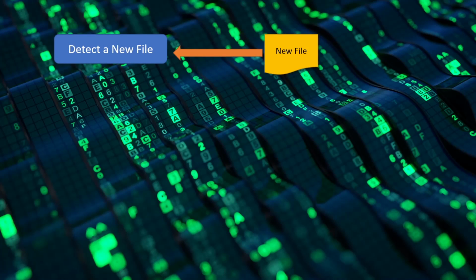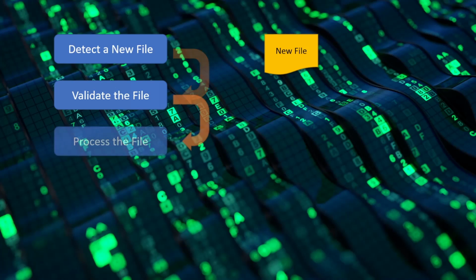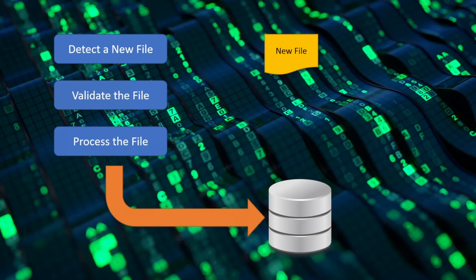Well, first of all, we would need a mechanism by which we could detect that a new file had been presented to us. Following that, we would need a mechanism for validating the contents of the file, as it's much easier to stop bad data from getting into a system than handling bad data once it's actually in a system. Next, we would want to process the contents of the file, and these would feed into our system.